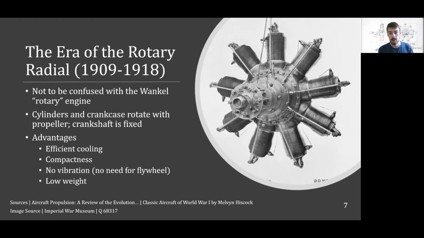Probably the most important was that it offered excellent cooling, which was an issue for early engines. It also meant these engines were compact, which was helpful for maneuverable aircraft as well, such as fighters in the First World War. It was free from vibration, which meant there's no need for a flywheel. And all of these advantages resulted in a low weight, which was extremely important for early aircraft.